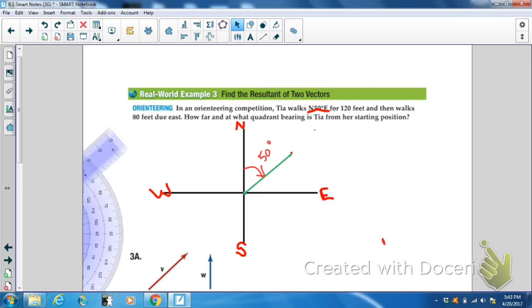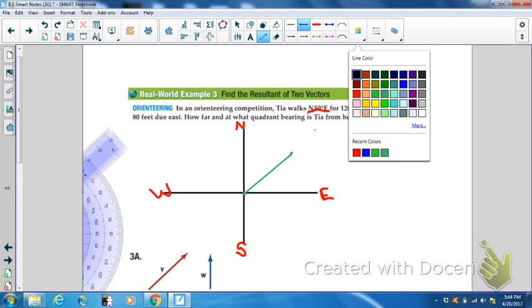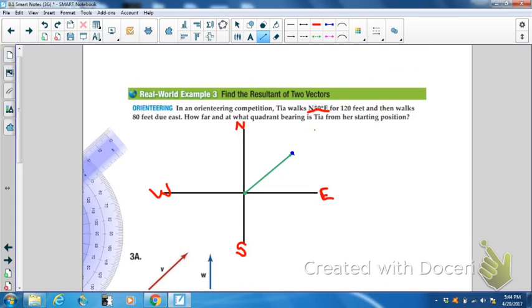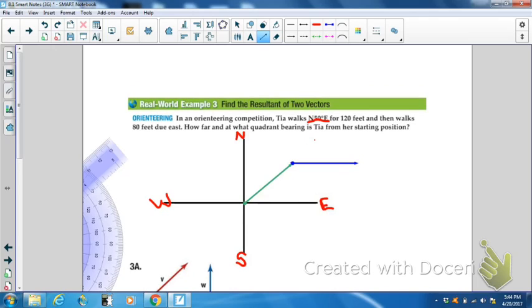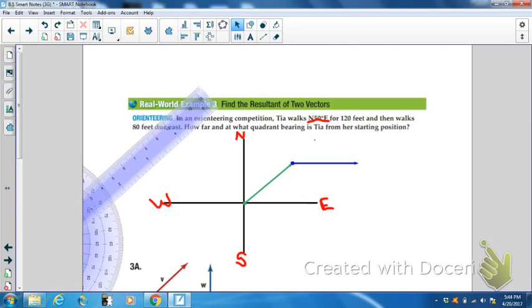Then it says that they walked 80 feet due east. So straight from that point that I stopped at, I'm going to do another vector from the end of where Tia was walking and parallel with east. Okay. And I know that that's 80 feet due east, so I wanted that to be a multiple of 40.